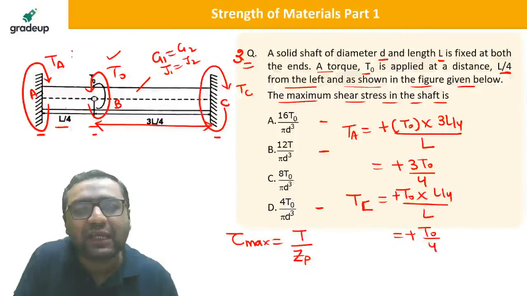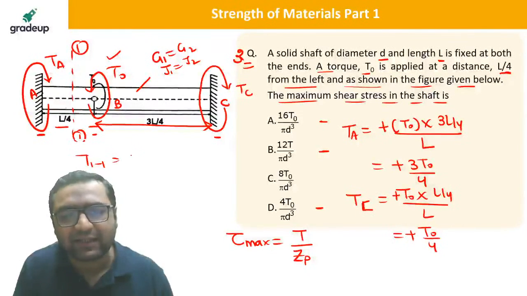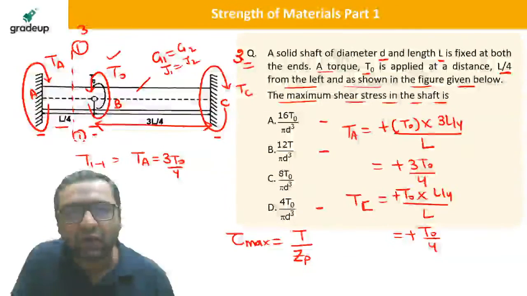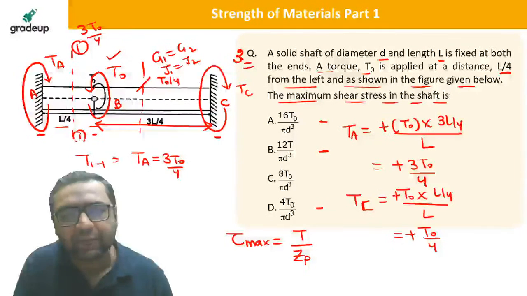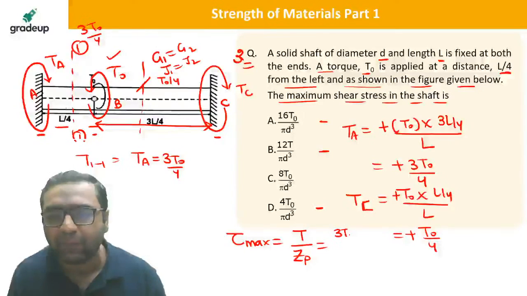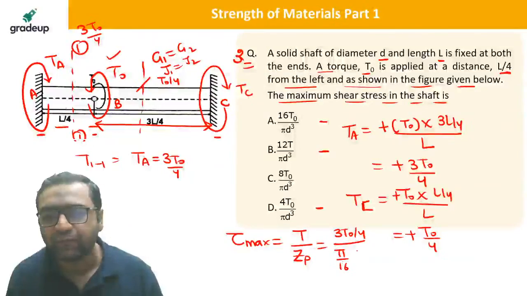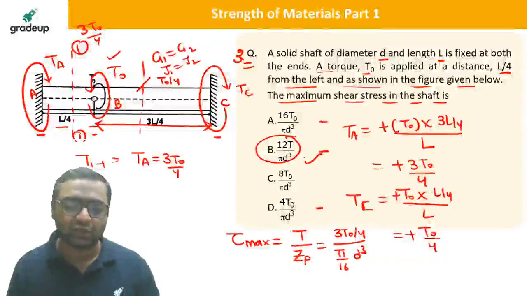So guys, in AB, if you write the torque in section 1-1, you write T11. On the left hand side, TA is acting, so it is TA, and TA is nothing but 3 T naught by 4. So in this section it is 3 T naught by 4, and in this other section it will be T naught by 4. Obviously 3 T naught by 4 is more, so you will put T to be 3 T naught by 4. ZP is nothing but pi by 16 D cube, so you will have 12 T by pi D cube. So B is the correct answer, guys.